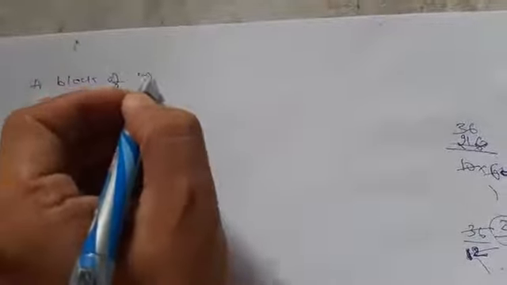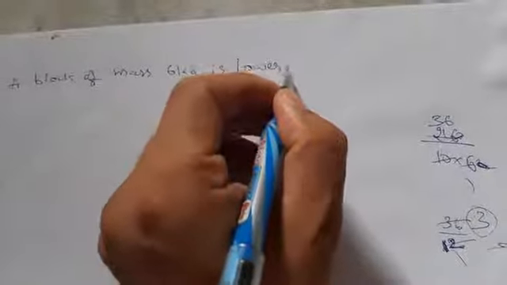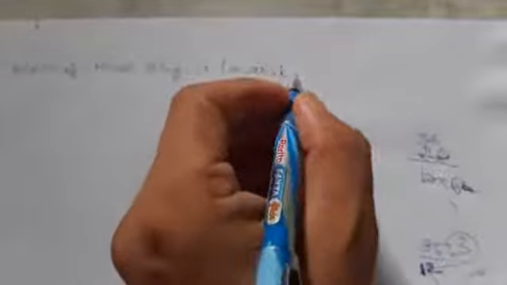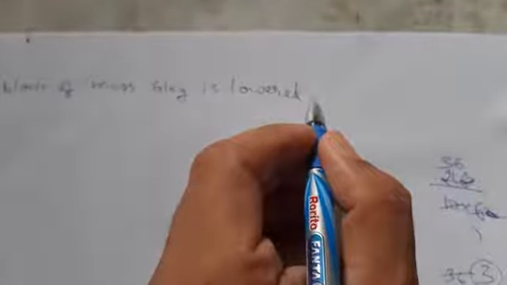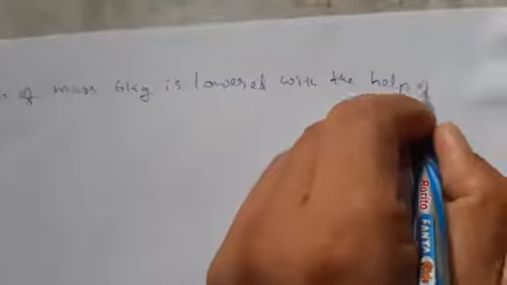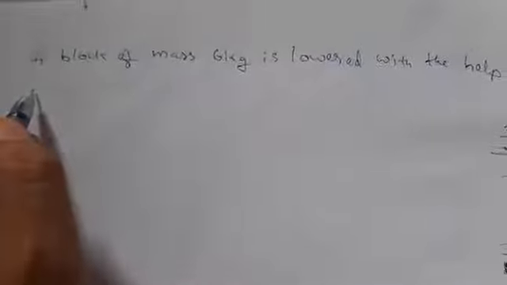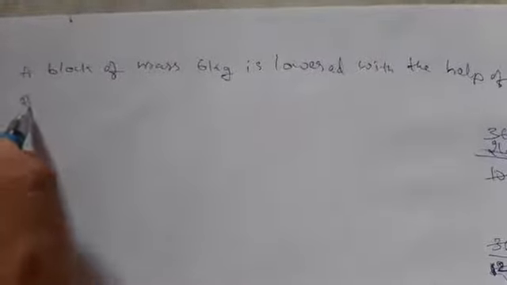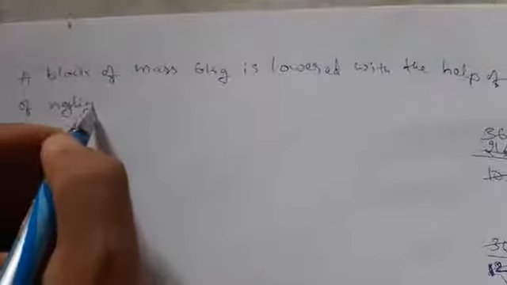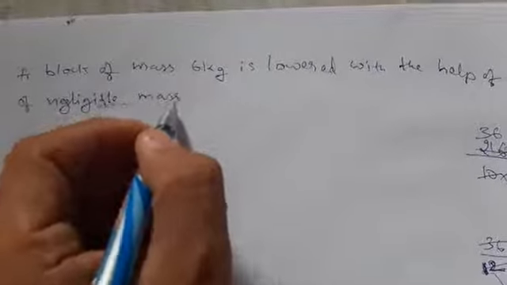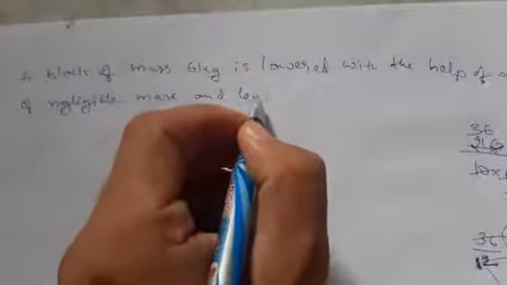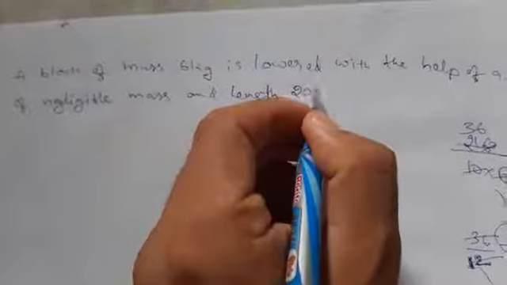A block of mass 6 kg is lowered with the help of a rope of negligible mass and length 20 meters.